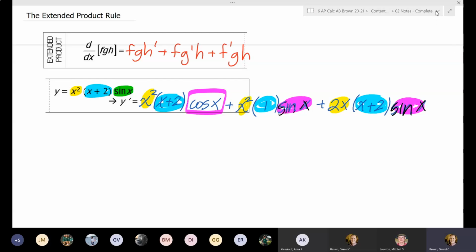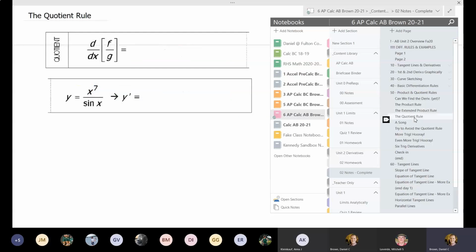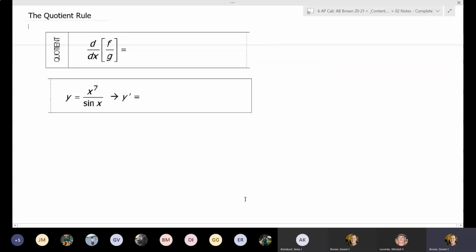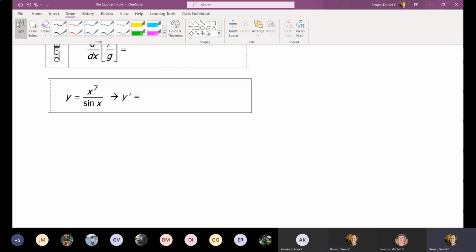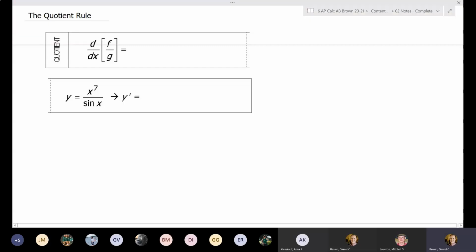And then the last rule that I'm going to cover today before we look at some examples is going to be the quotient rule. If there's a rule that students mess up, it tends to be the quotient rule because it is a little bit more complicated. And instead of the product rule that has addition in it, the quotient rule does have subtraction, so the order does matter. So looking at this one, I have the derivative of f over g, and I'm just going to go ahead and write out the formula for you. And again, order does matter.